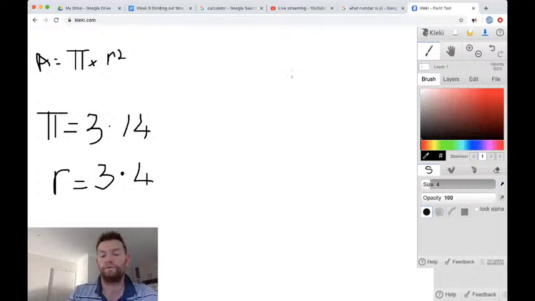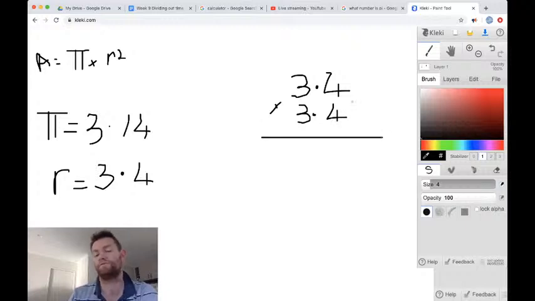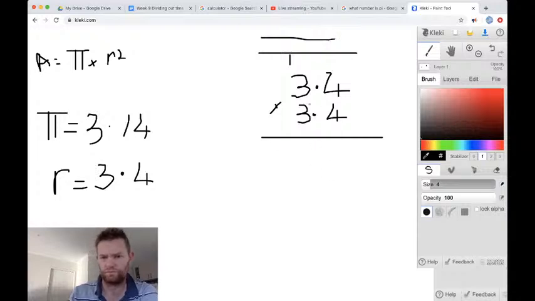So now we're going to go 3.4 times 3.4, because that's what squared is. It's a number times itself. Which we're going to treat like 34 times 34. It's the old-fashioned multiplication strategy we've done many times. 4 times 4 is 16. 6. 4 times 3 is 12, plus the 1 is 13. 136 on the first line.